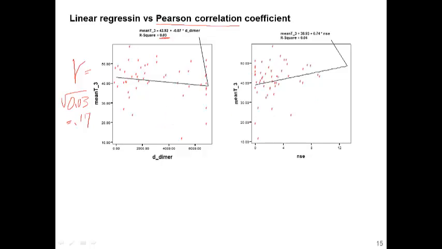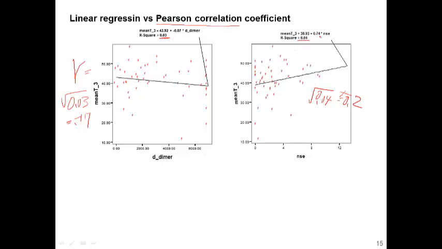Then let's compute Pearson based on this. So Pearson would be the square root of 0.04, which is 0.2. So there is a correlation of 0.17 versus 0.20. Actually, this one is minus and this one is plus, but correlation-wise it's similar.